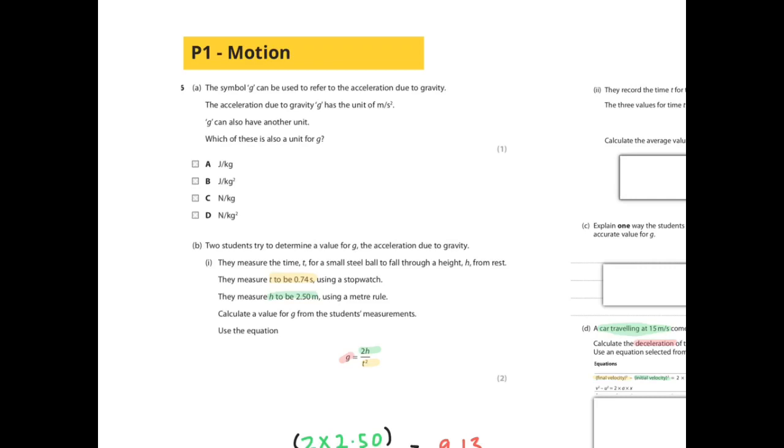So gravitational pull is basically the effect of a force on a mass. So the unit of force is newtons and mass is kilograms. So you're looking at newtons per kilogram over here.